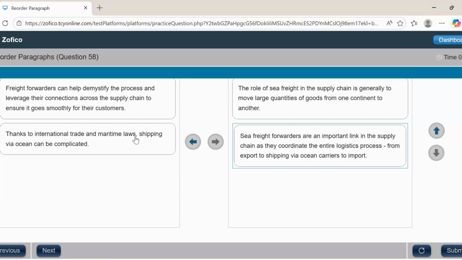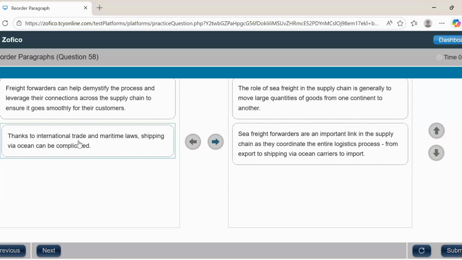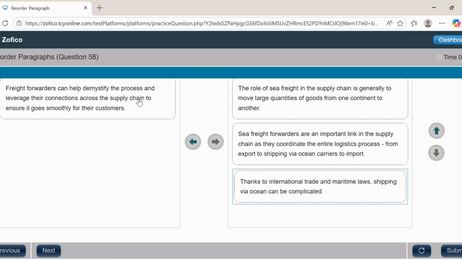Now they are saying that this process can be complicated. Thanks to international trade and maritime laws, shipping via ocean can be complicated. So this can become next because here they mentioned it is complicated and here they are saying that they can demystify the process to ensure it goes smoothly because it gets complicated. Means when they say it's complicated, then they present the solution for making it easy and smooth. So this can be followed by this.